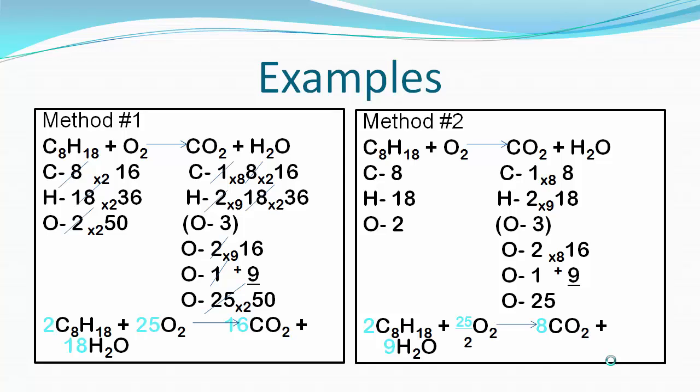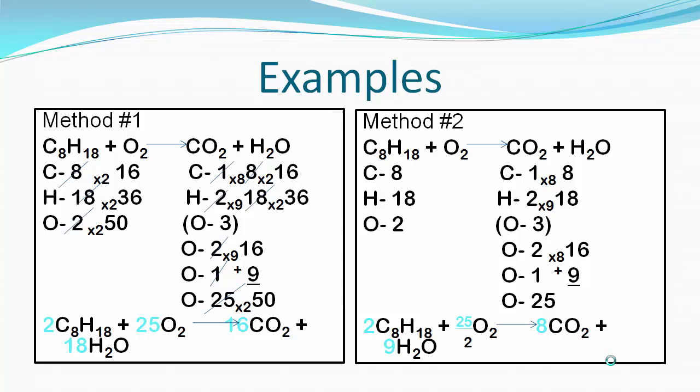Now I still need my H's to be even. So 2 times what equals 18? 2 times 9 equals 18. So I put a 9 before H2, and that gets me 18. So now the carbons and the hydrogens are equal. My oxygens aren't equal now, because 9 times O is 9, so 16 plus 9 is 25. Now I have 25, and I have 2 oxygens on the other side. So it's really not matching.